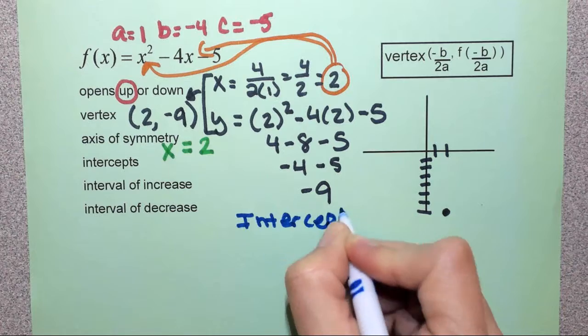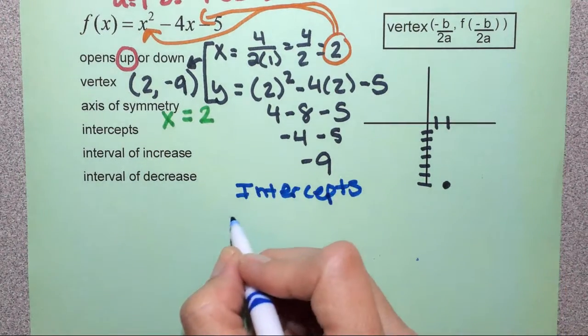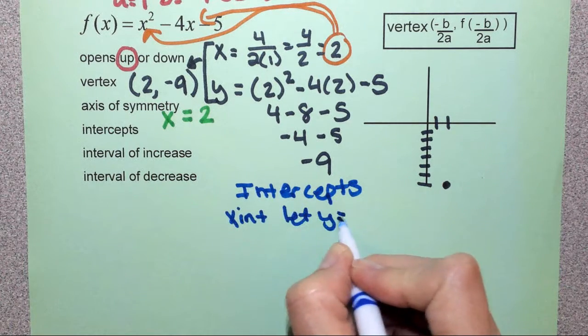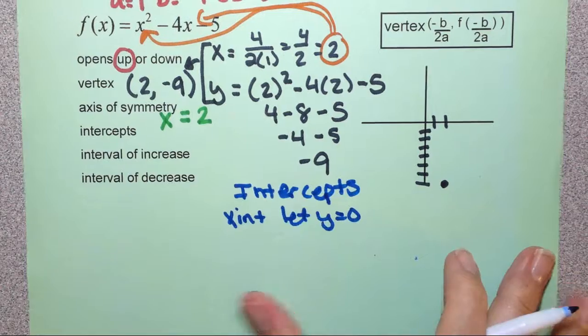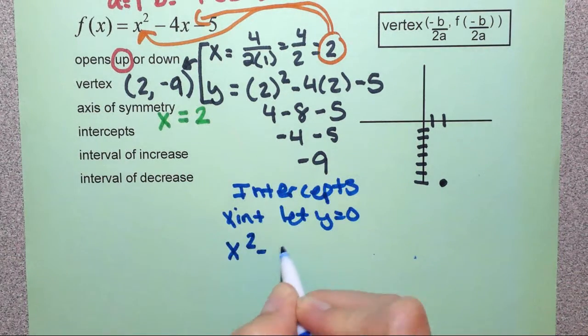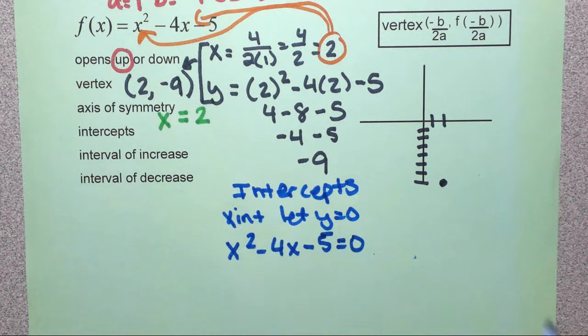When you don't have a picture and you're looking for your intercepts, we're going to use algebra. To find the x-intercept, you're going to let y equal 0 and solve. So right up here, we're going to let this equation, x squared minus 4x minus 5, equal 0.